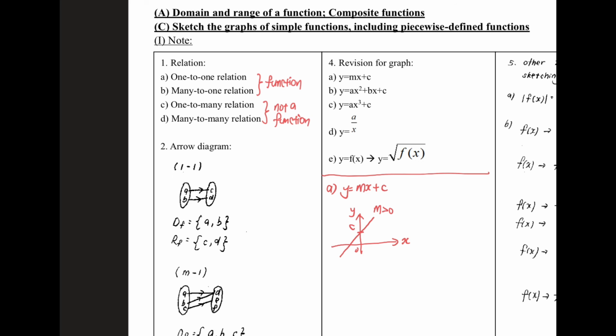So the next one, if m is less than 0, what we should do is, first we mark the c, the y-intercept. Then when the gradient is less than 0, the straight line is going down in this way. Okay, so this is all about straight lines. Revision for straight line, done.